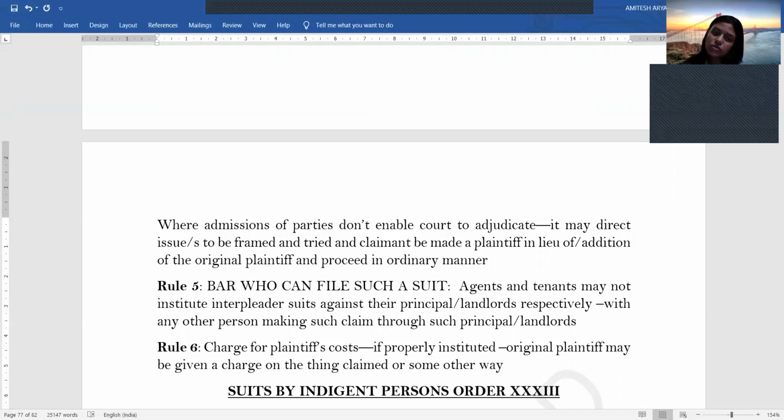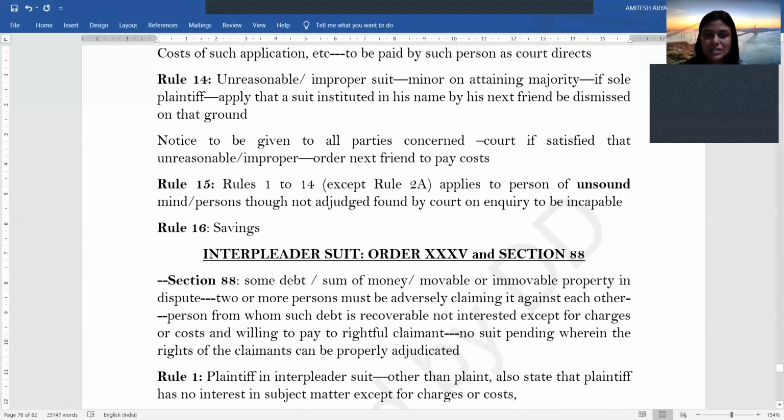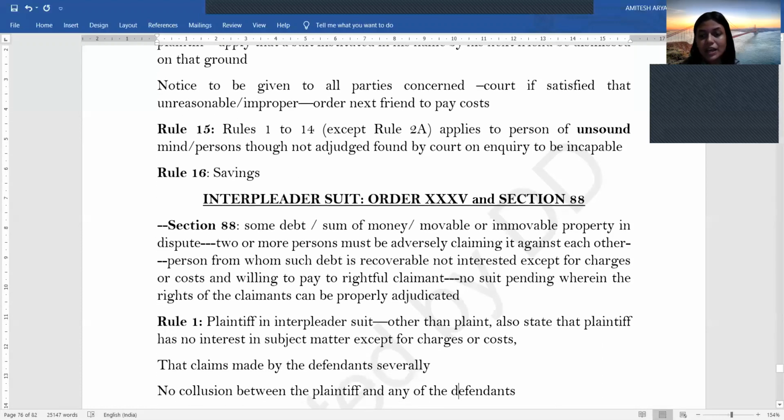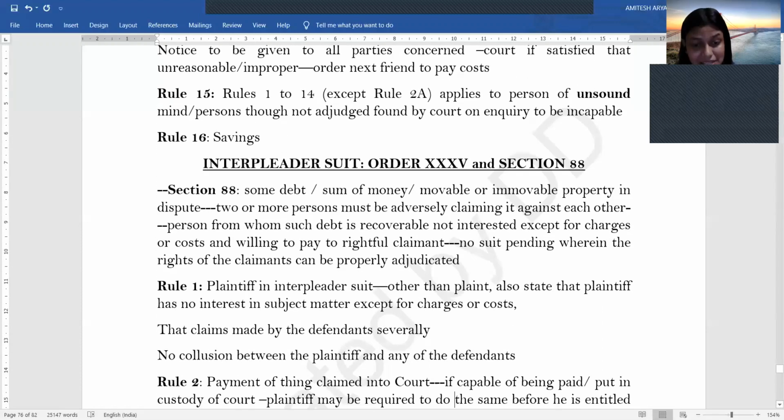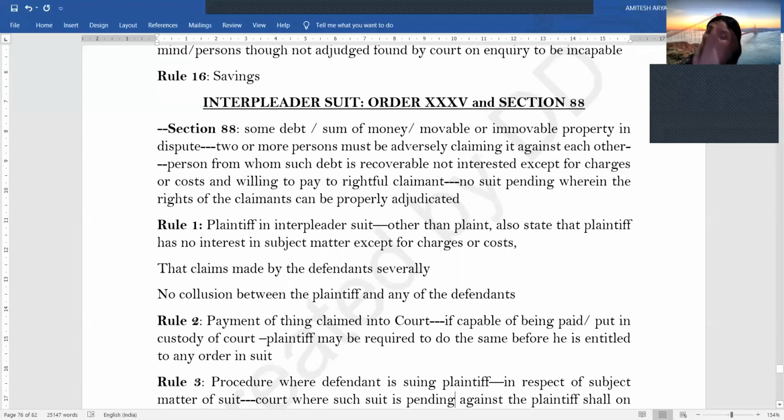And rule 6 is charge for the plaintiff's cost. So an interpleader suit is dealt with under order 35 and section 88. I hope the concept is clear here. The plaintiff wants to pay the money, but he does not know who to pay to. That is why he has filed an interpleader suit, not for a dispute between him and the defendants, but between the defendants. So there's a sum of money, debt, movable or immovable property in dispute. They're adversely claiming. He is ready to pay. No suit is pending. Now, what will he write in the plaint? That is given. He can even be asked to pay that thing in court and leave.